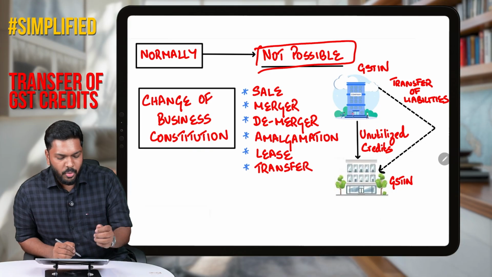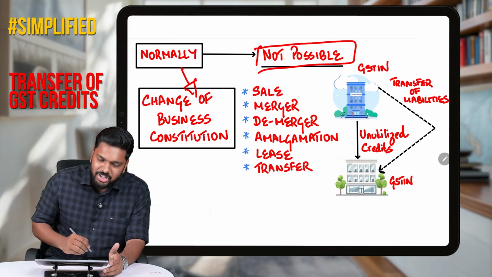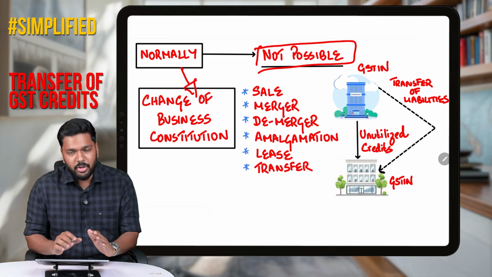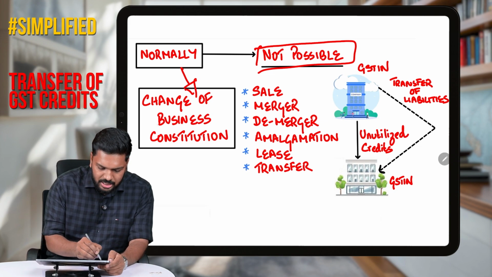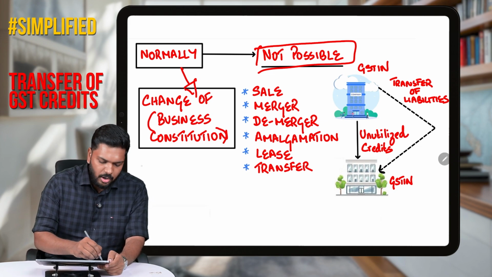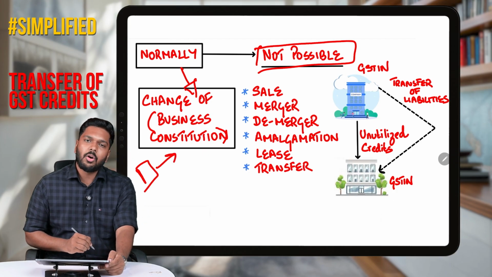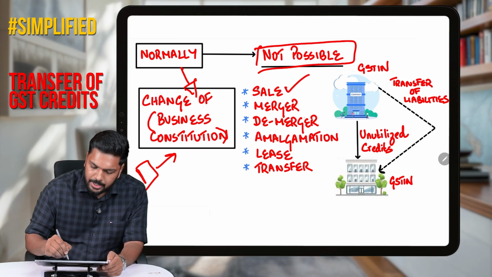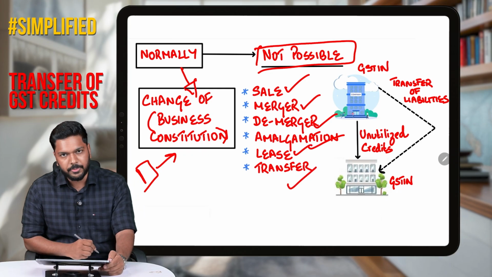So when is it actually possible? Number one, when there's a change in the constitution of the business, probably the only reason when you can have a transfer of GST credits from one state to another state. Change in the business constitution. Now, you could have a business, and that business could undergo a change in the constitution when it's getting transferred to another business, be it by way of sale, merger, demerger, amalgamation, lease, or even transfer.